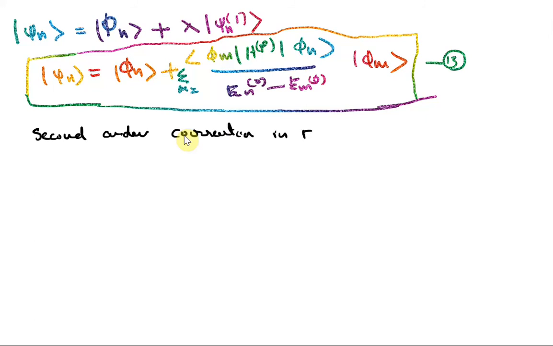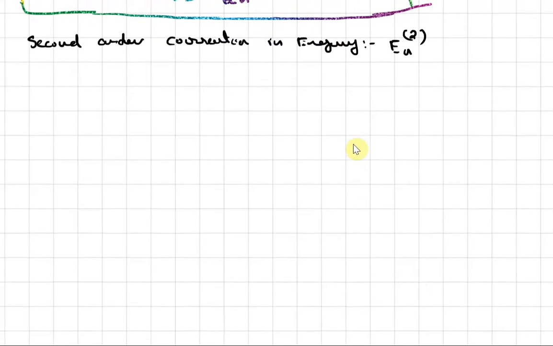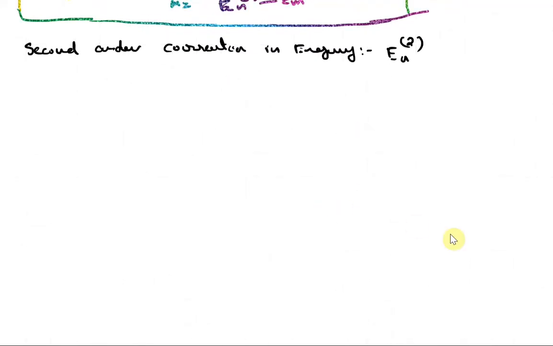in energy, En2, is the thing to be found. So the process of finding out this is actually the same.